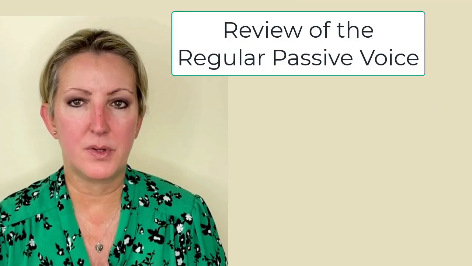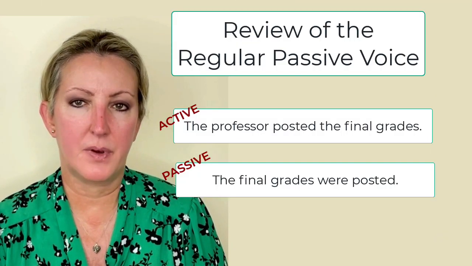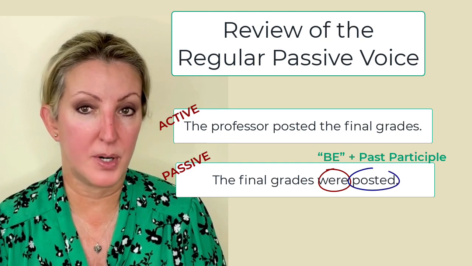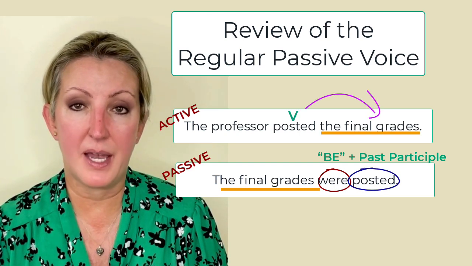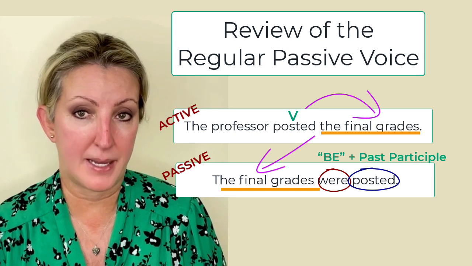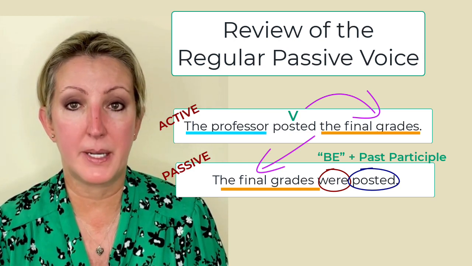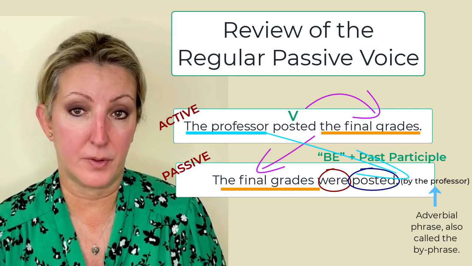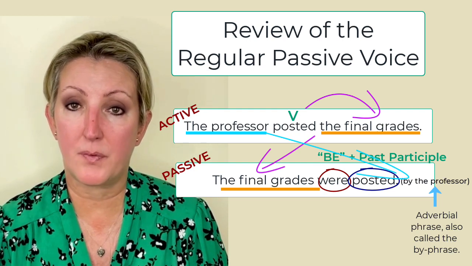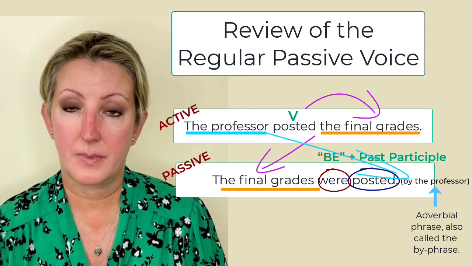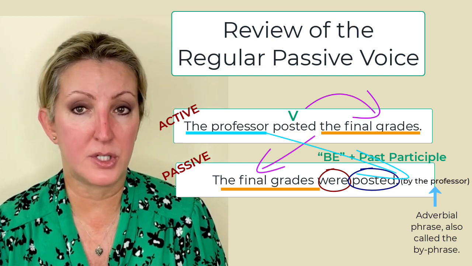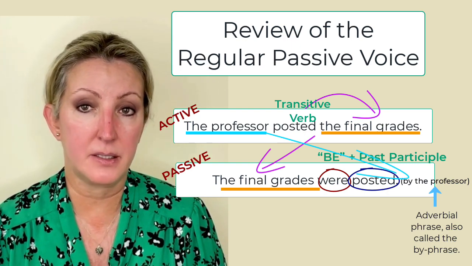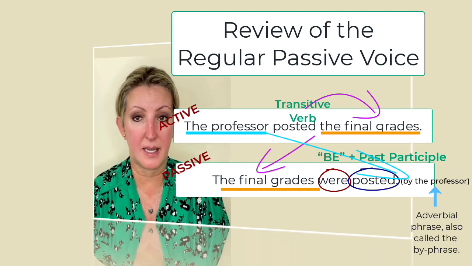Before we go on, let's review the passive voice. The passive voice of a verb is formed by using the form of to be, followed by a past participle. The object of the active verb becomes the subject of the passive, and the subject of the active verb becomes, in the passive, an adverbial phrase, modifying the predicate verb. This adverbial phrase is sometimes referred to as the by phrase. And technically, any sentence of which the predicate is a transitive verb followed by an object may be changed from the active to the passive without affecting the sense.